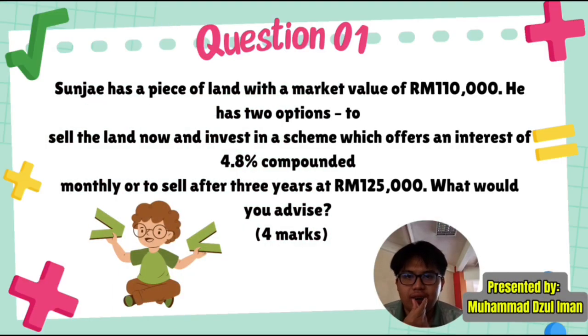First question. Sunji has a piece of land with a market value of RM110,000. He has two options to sell it: sell the land now and invest it in a scheme that offers an interest of 4.8% compounded monthly, or sell it after 3 years at RM125,000. Which option should I advise?